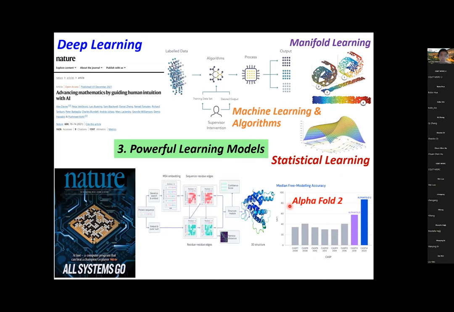What we also have is powerful learning models. Many people have been using machine learning algorithms, statistical learning, and recently AlphaFold 2 has made quite a breakthrough in the protein folding problem. This is from DeepMind, which is also part of the AlphaGo project and so on. And recently, DeepMind also collaborated with a group of mathematical researchers in using AI to formulate new theories in knots, combinatorics and algebra.